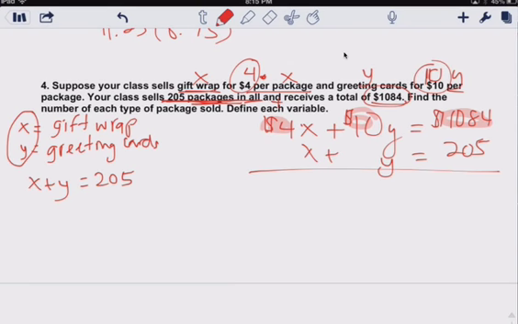Elimination, I would eliminate the 4, so I minus 4 here to all of them. I mean, not minus 4, but multiply by negative 4.